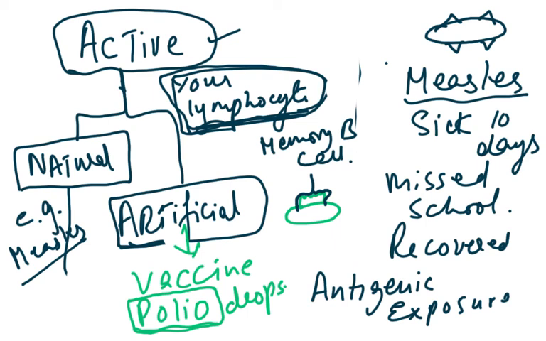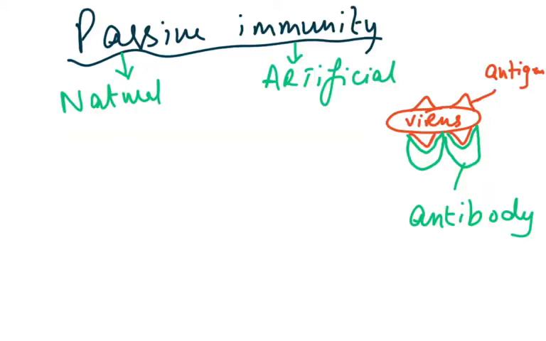So natural active immunity and artificial active immunity. Natural active immunity, and please remember I just said your lymphocytes have to perform this activity. So in the first case, you've actually suffered from the measles, you've been sick for 10 days, you missed school and you've recovered. In the second situation, none of this has happened. We've just given you the dead virus, but then your lymphocytes think it's the real live virus, and they've made antibodies against it, and they have of course developed the memory cells, and then the memory cells remain in your system. So if ever, God forbid, the live virus enters, you will not suffer from the disease.